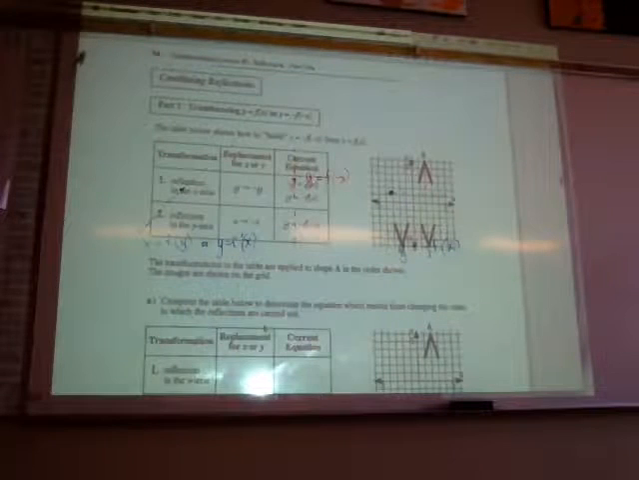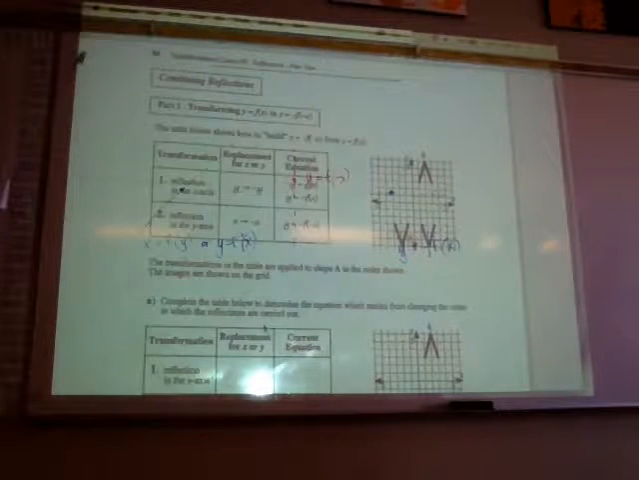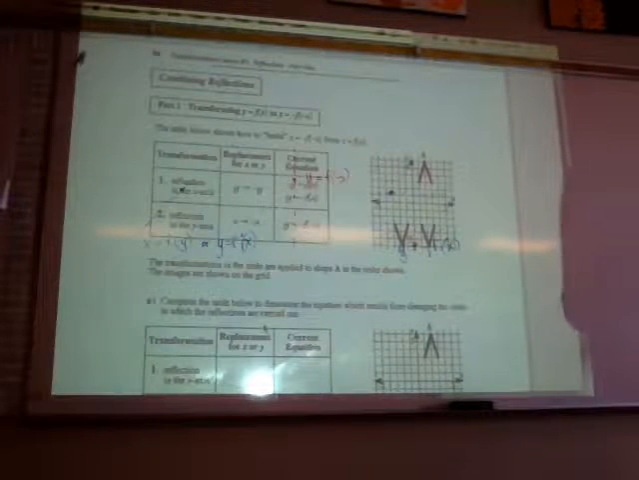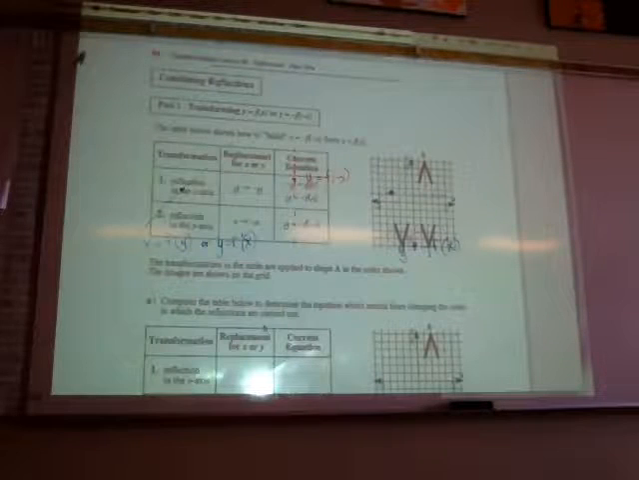Okay, so the last little part of this lesson is all about combining reflections. So it might be reflect over the x-axis, then reflect over the y-axis. Or reflect over the y-axis, then reflect over the x-axis. Or reflect over the x-axis, then reflect over the mirror line. Or reflect over the mirror line, y equals x, and then reflect over the y-axis. All those combinations. As long as you follow the order, you'll end up with the appropriate graph.